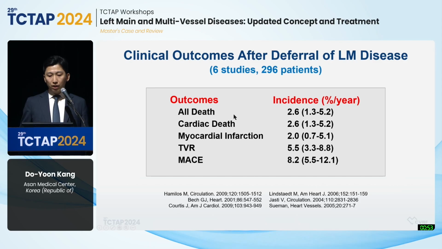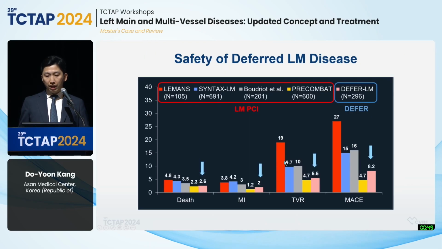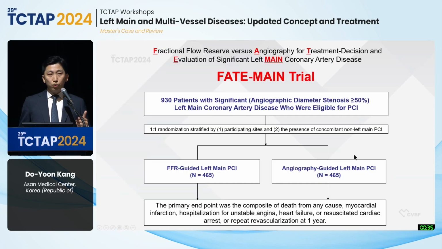All-cause death was 2.6% per year and the MACE rate was 8.2% per year. When compared to the left main PCI studies, the last pink bar, the deferred left main combination, the result was comparable with PCI. So we would test the role of FFR in the left main to select patients for deferral and patients for PCI.